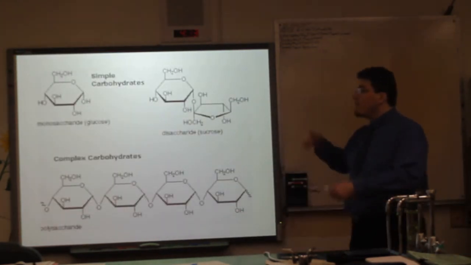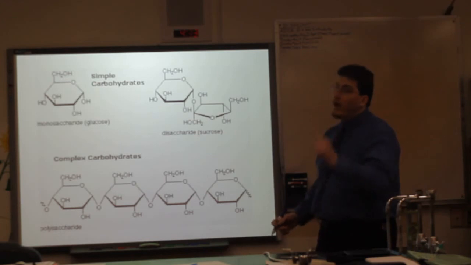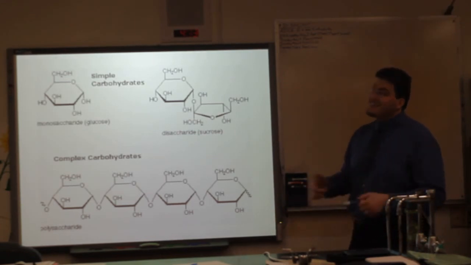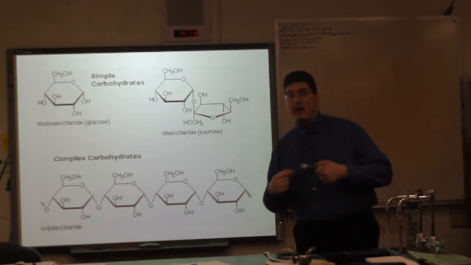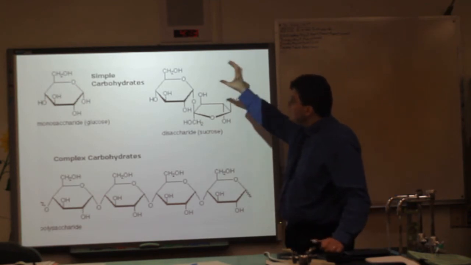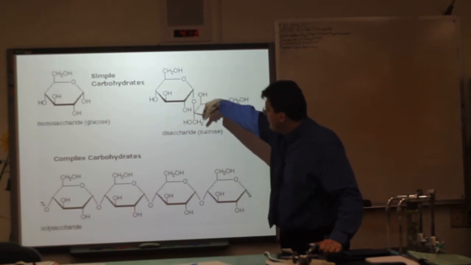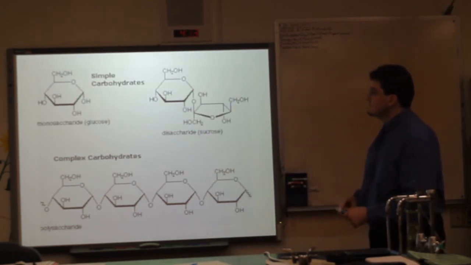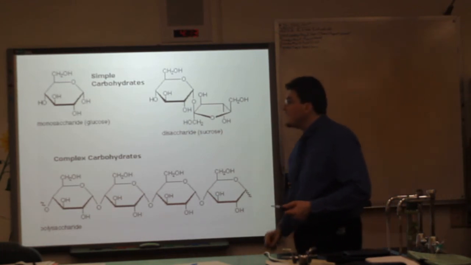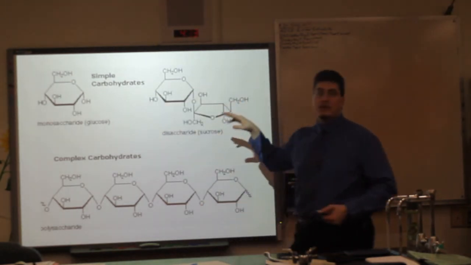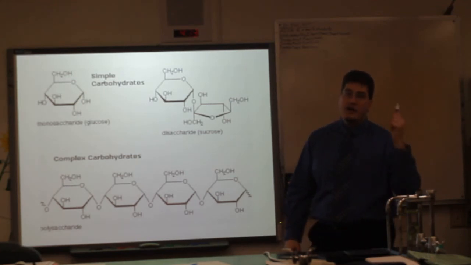So now we have an idea of our simple carbohydrates. Monosaccharides, like glucose, are just 1 carbohydrate unit. A disaccharide, like sucrose, is 2 monosaccharides bound together by a glycosidic bond. So we have glucose and fructose here connected by a glycosidic bond. That becomes a disaccharide. Complex carbohydrates are polysaccharides. A polysaccharide is when you have more than 2 monosaccharides bound together. Mono, di, poly. 1, 2, many.